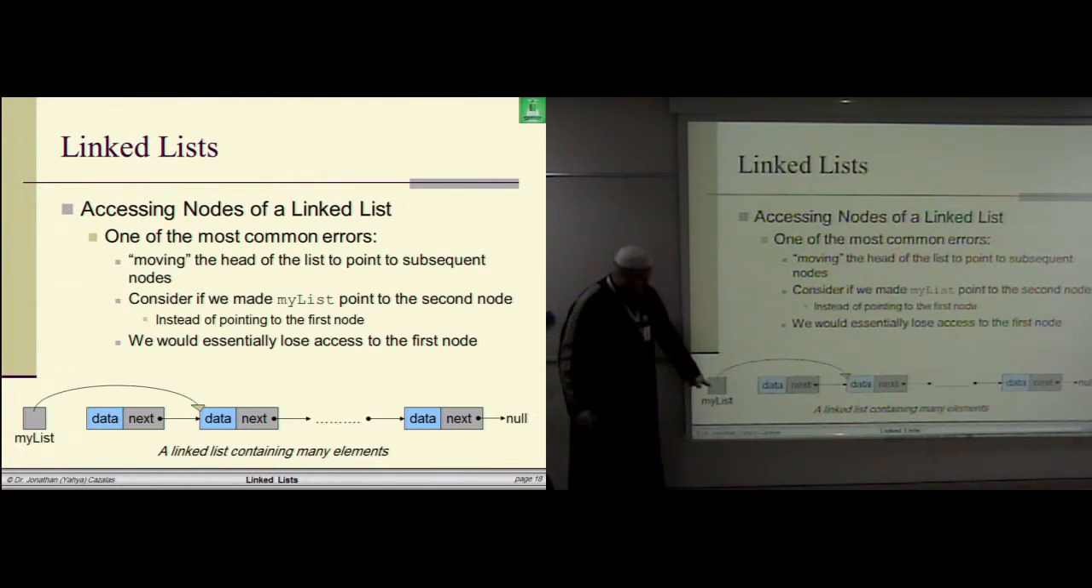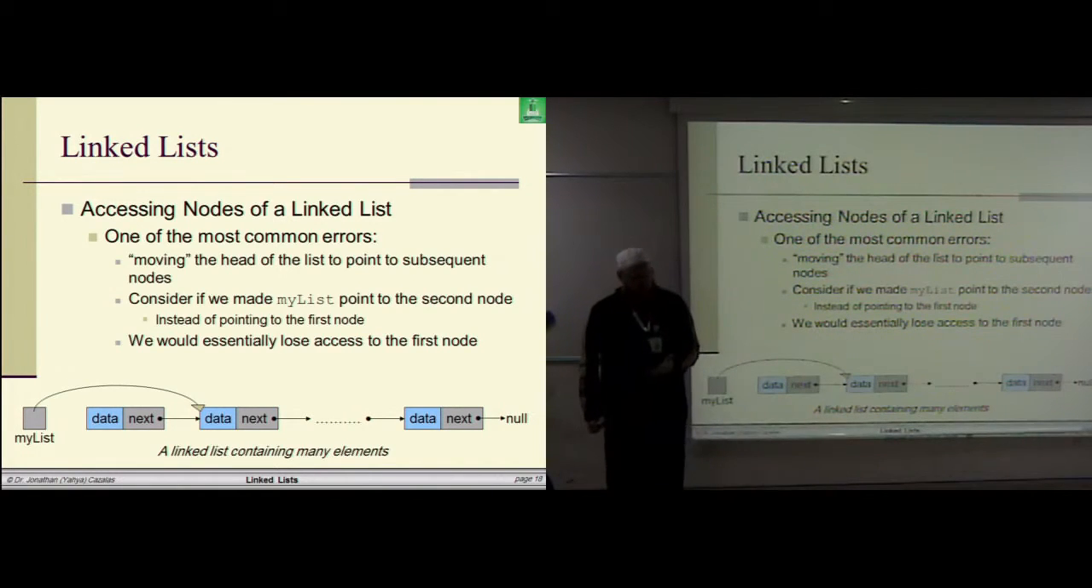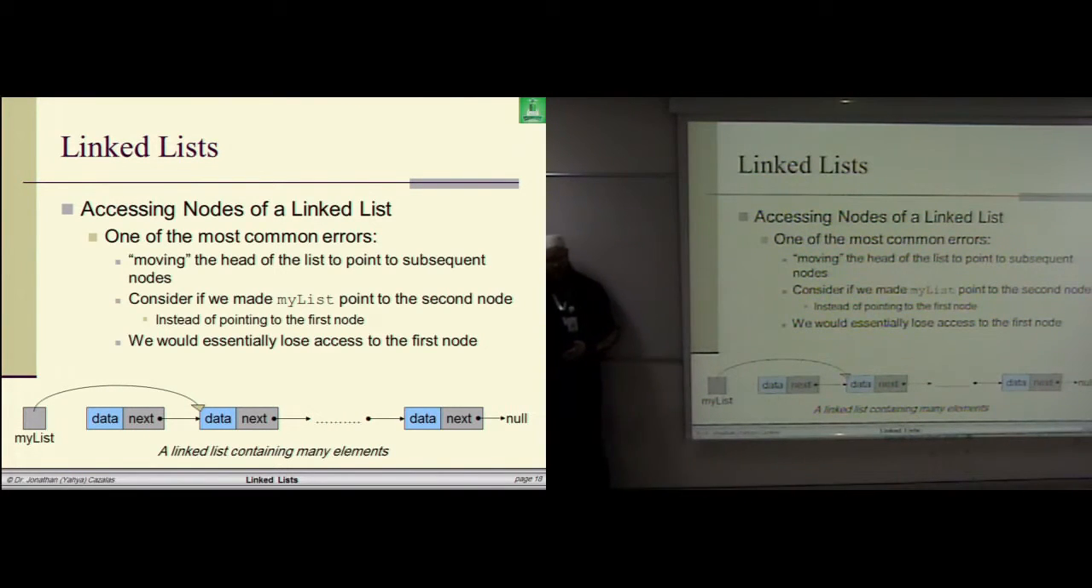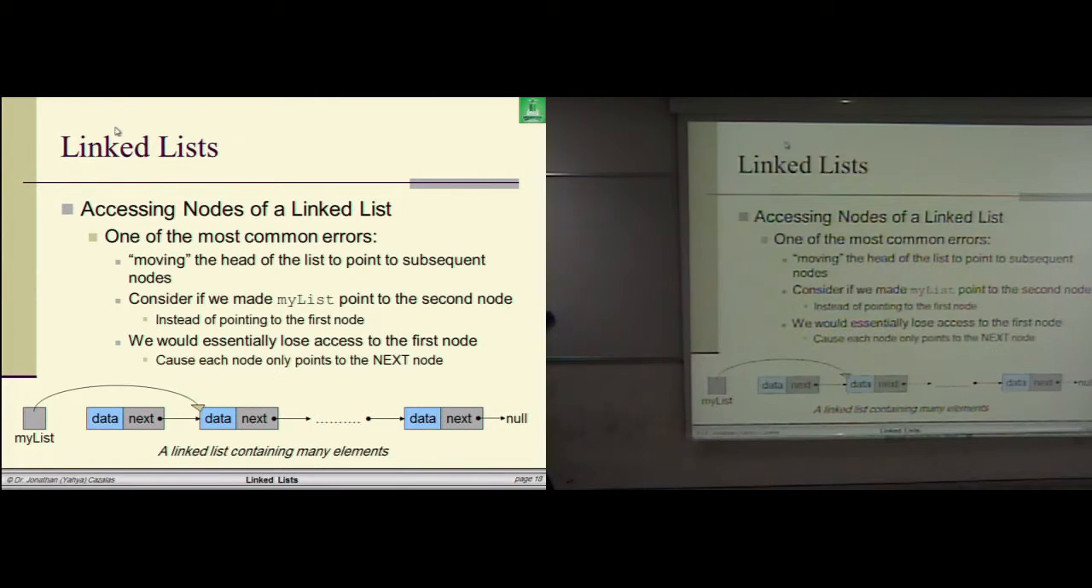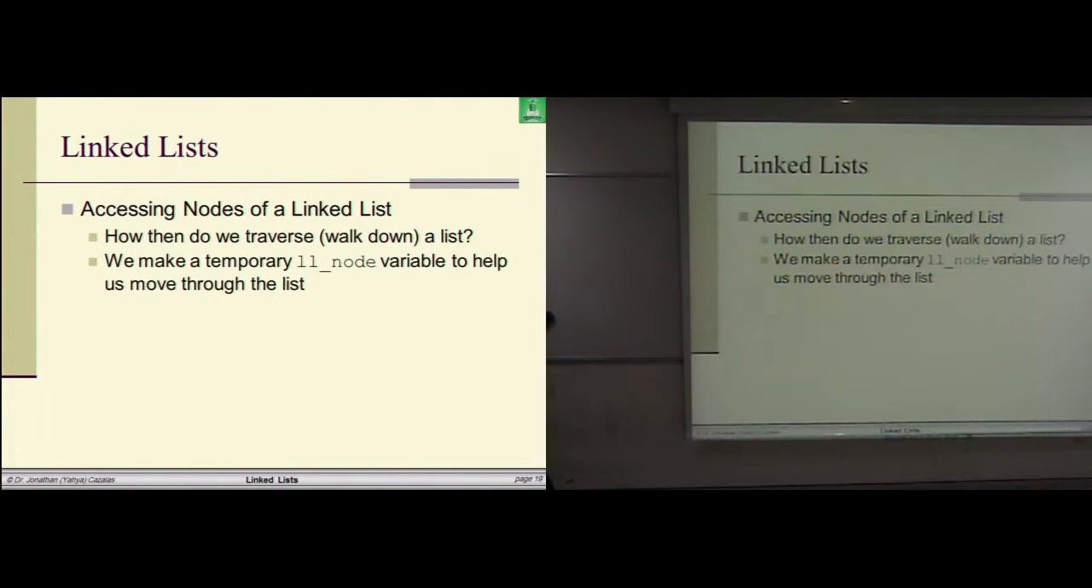You cannot use this variable myList to walk down your list. It's allowed, but if you do that, you will lose those nodes. Those nodes will get deleted. Who's with me? Very important to understand this. You would lose the previous nodes. So the important question is, how do we walk down a list? How do we traverse our list? We need to make a temporary variable to help us do this.